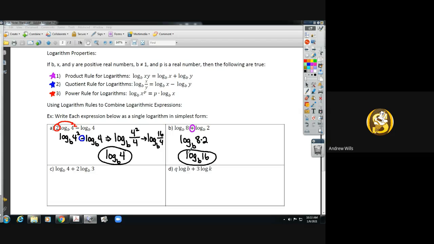Try letters C and D, please, on your own. I'm going to give you about a minute to do so. Okay, letter C should be very simple. Letter D is a little bit harder. Please combine those logarithms down to a single logarithmic expression in simplest form. This is what you're going to be asked to do on your homework tonight, so please make sure you get the idea here by trying on your own. Don't just wait for me to do it, or else you may have trouble on your homework.